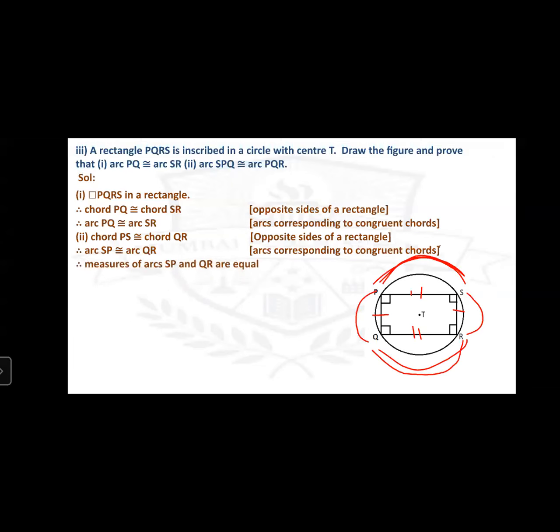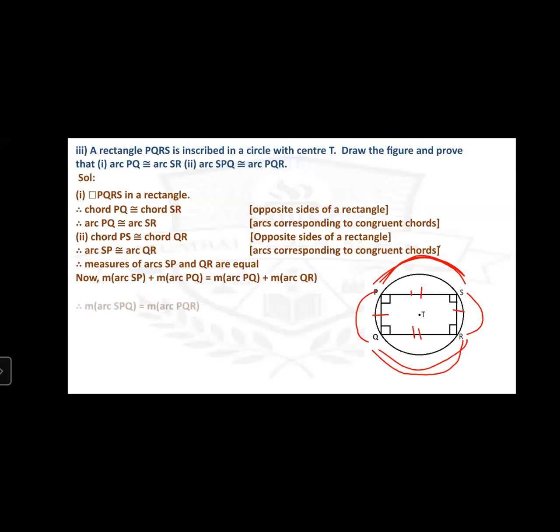See in the figure, SP and QR, their measures will be equal. Why? Because this one's measure is equal, so that one's measure will also be equal. Therefore we write, measure of arc SP plus PQ is equal to measure of arc PQ plus QR.